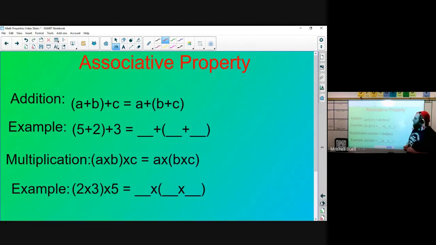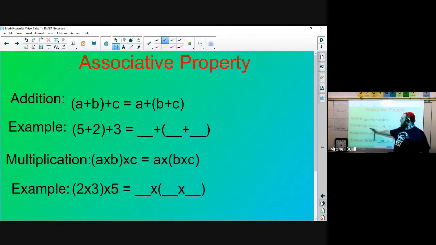Next, we're going to discuss the associative property. This again can happen with addition and multiplication. The associative property, the thing to remember is it just wants to change who one of the numbers is associated with. So if we take a look at the addition, A plus B is in parentheses first, and plus C is on the outside, which is equal to A plus, on the outside. And inside the parentheses is B and C.